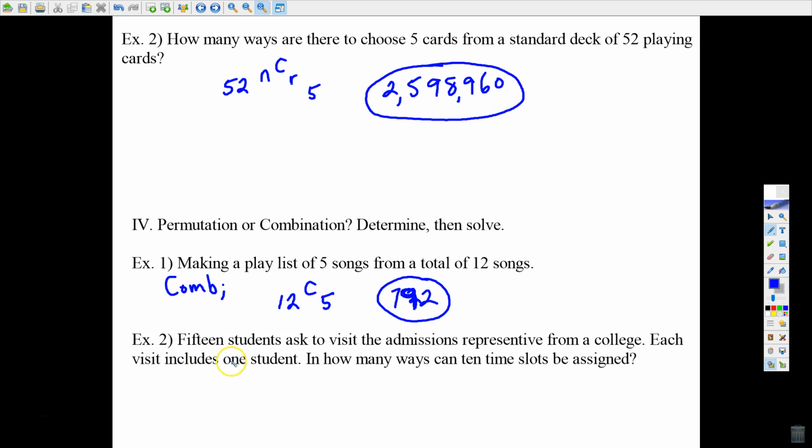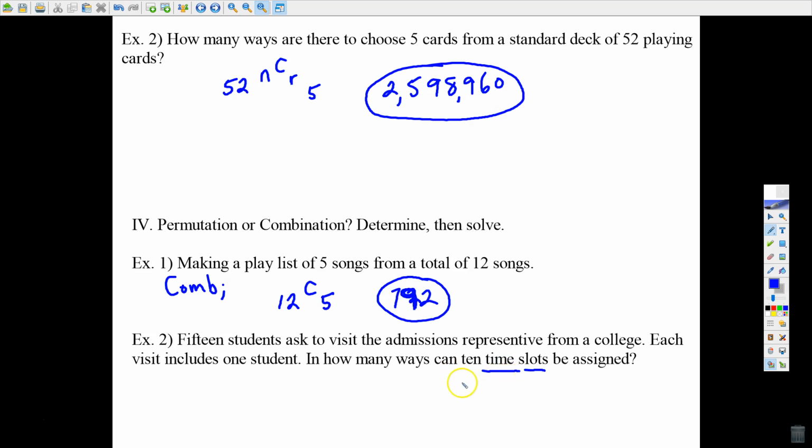Okay, number 2. We have 15 students who asked to visit the admissions representative from a college. Each visit includes 1 student. In how many ways can 10 time slots be assigned? Well, none of our key words for permutations are present in this problem, but since we're talking about time slots, that implies that order matters.